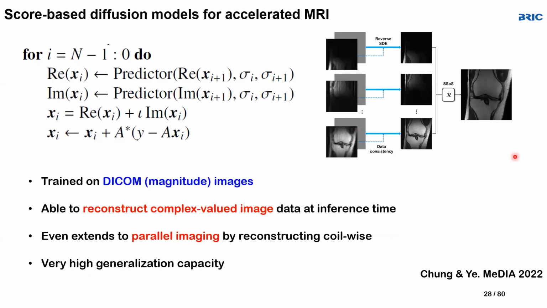Now, recall that I said we train the score function with DICOM images, meaning that the network has only seen magnitude images. However, we see amazing generalization capacity of these models. Namely, we can use the same model trained with DICOM images only to reconstruct complex-valued images, and even multi-coil images separately, being applicable to practical measurement models, as in parallel imaging MRI.